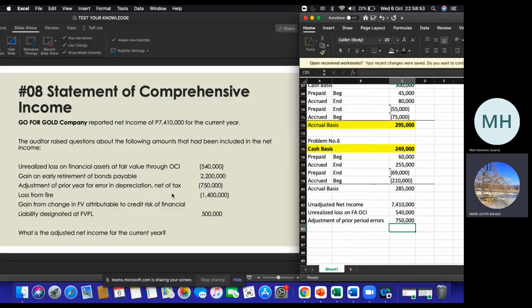Right? Loss from fire, tama lang na ibawas natin yan kasi part ng income yan. Gain from the change in fair value attributable to credit risk of financial liability designated at fair value through PNL. O tama lang kasi fair value through PNL ito. So, sa income. Ngayon, magkano ngayon ang adjusted net income natin?